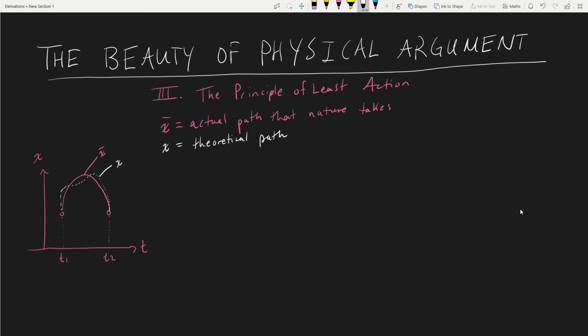So what you might say is that the theoretical path, x, is going to be equal to the actual path, x bar, plus some error term. There's a difference between these two, and we're going to call the error term eta.